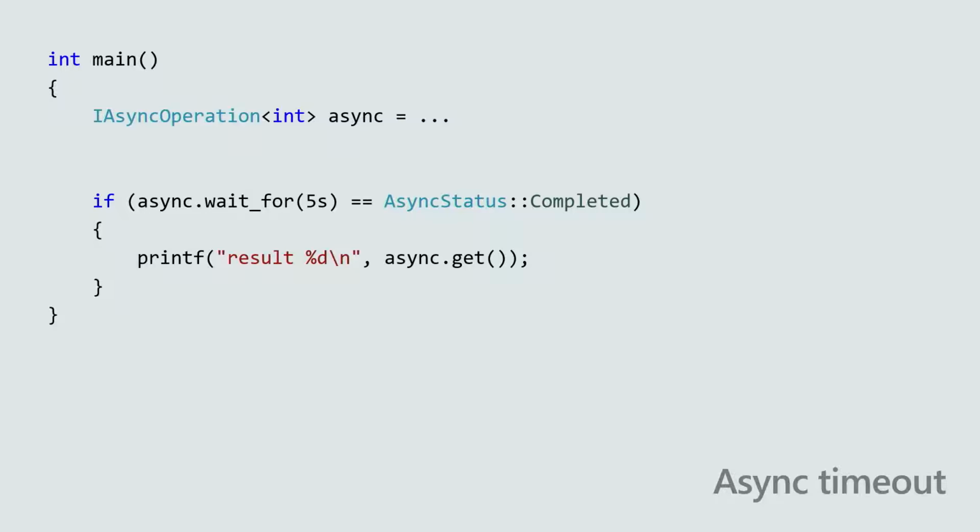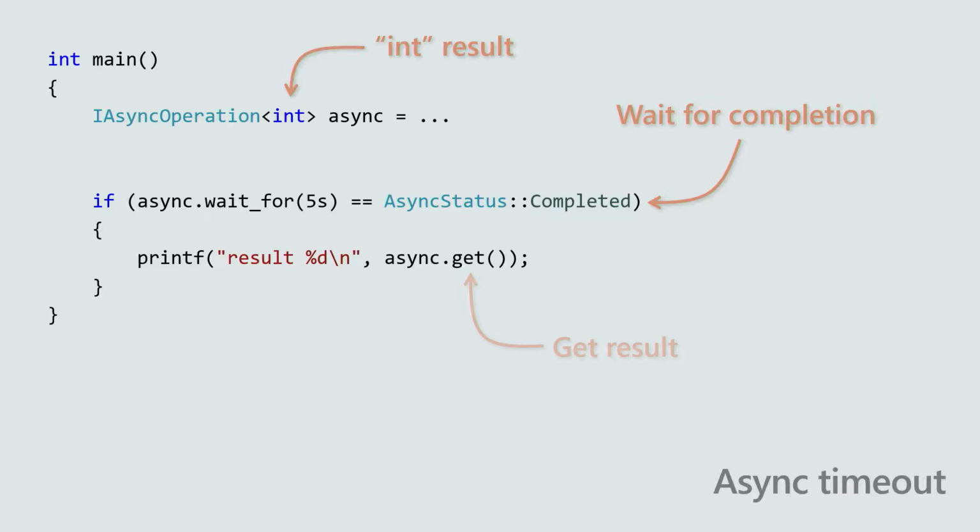As another example, if you have an async operation, this one will return an actual value, an integer in this case. Here again, we're waiting for completion. And now we can just use the get function to actually get the resulting value. So in that second call, we'll not actually block because it's already completed, and it'll simply return the value for you. Very straightforward programming pattern.